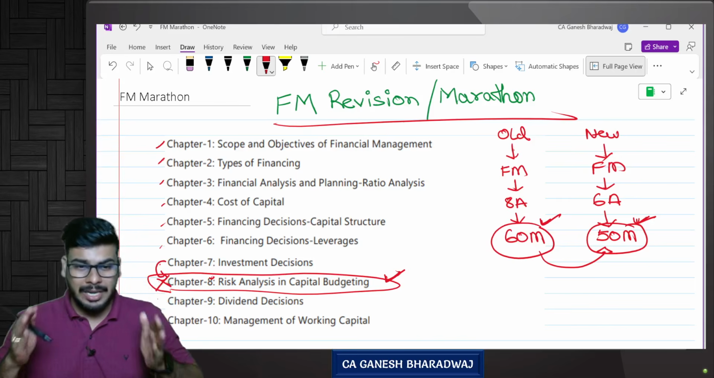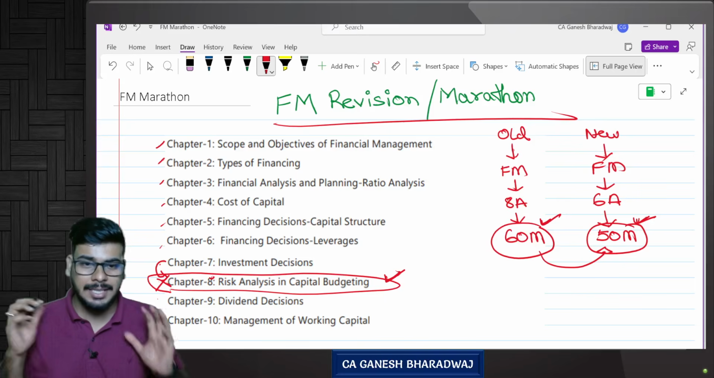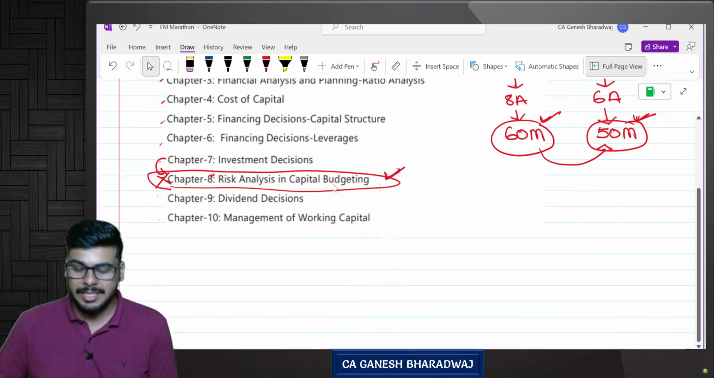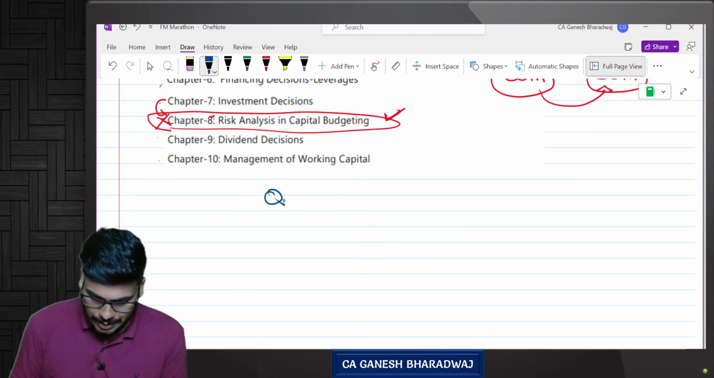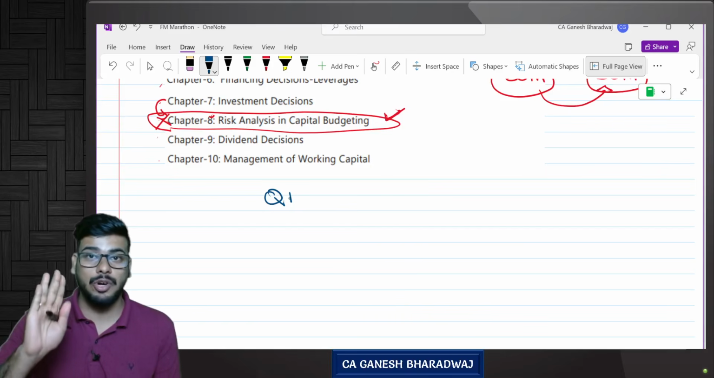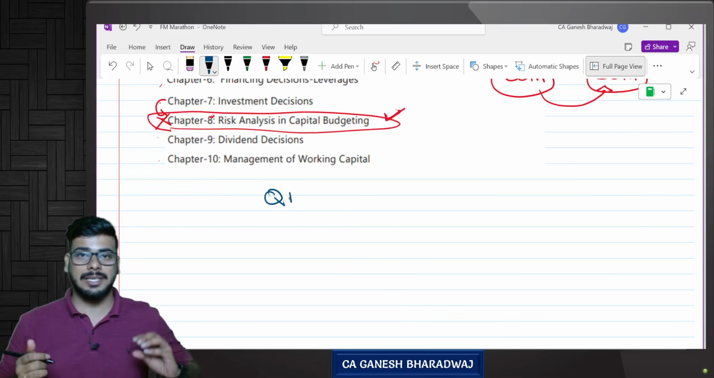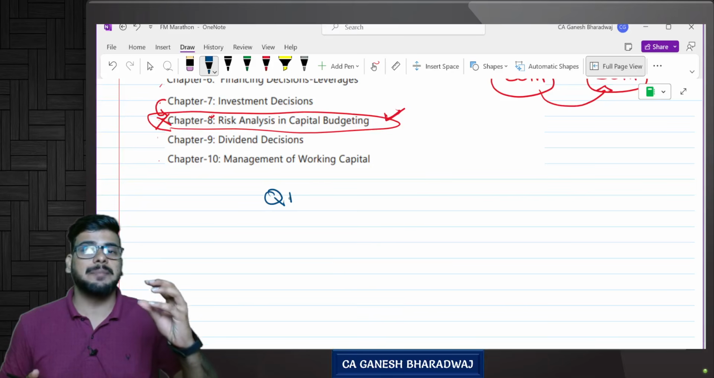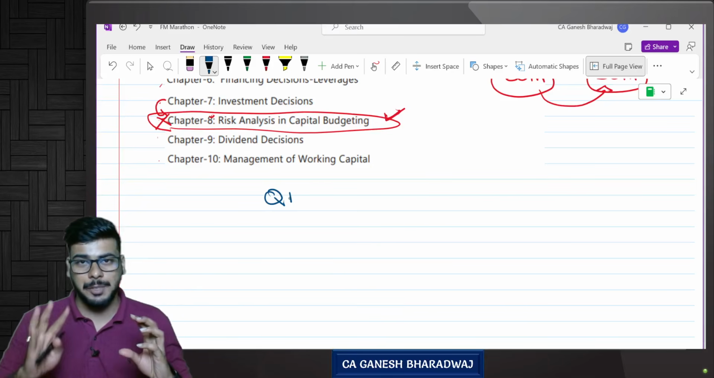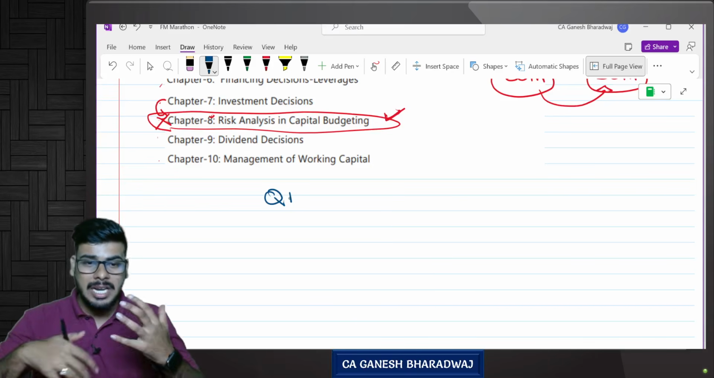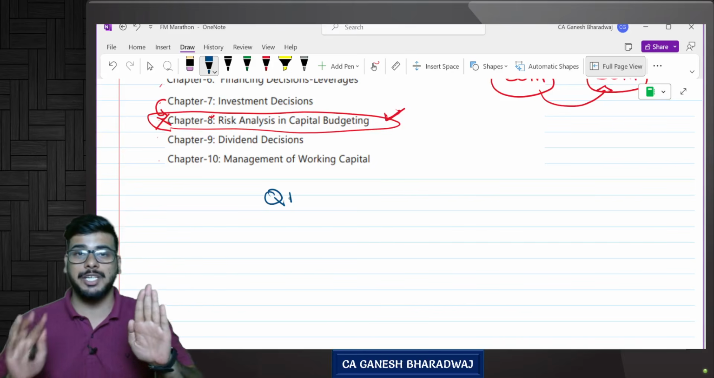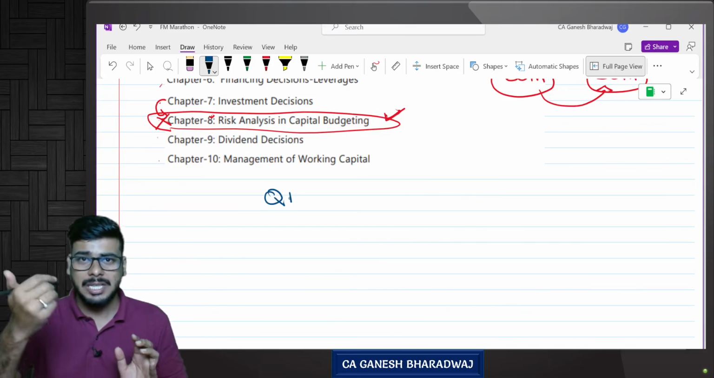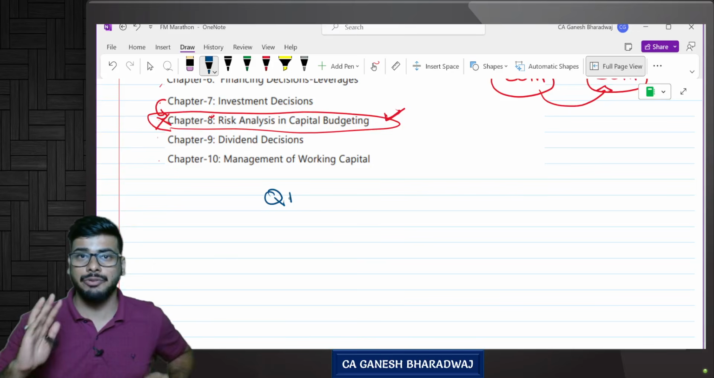Now, one more thing is there. Till now, in the existing syllabus, the exam question paper pattern is as follows. I'm talking only about FM. In the existing syllabus, that is the old syllabus, the paper has 60 marks for financial management and 40 marks for economics. Now they have changed all these things. The new syllabus is going to be 50 marks for financial management and 50 marks for strategic management. They have removed economics from intermediate and pushed it to foundation.